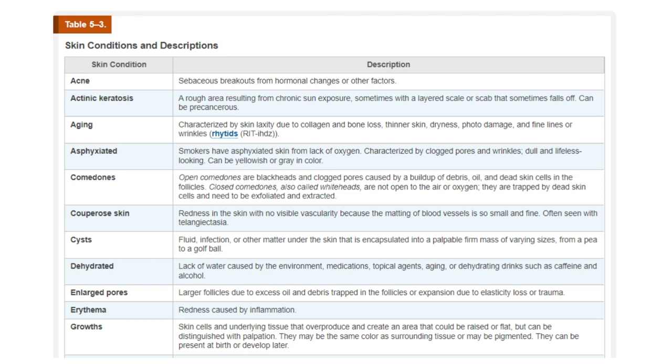Growths: skin cells and underlying tissue that overproduce and create an area that could be raised or flat, but can be distinguished with palpation. They may be the same color as surrounding tissue or may be pigmented. They can be present at birth or develop later.